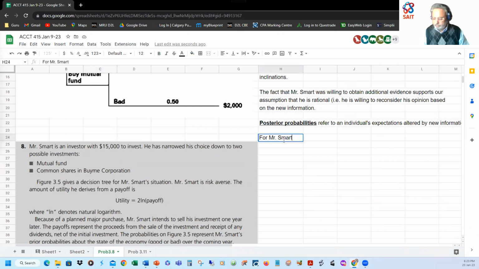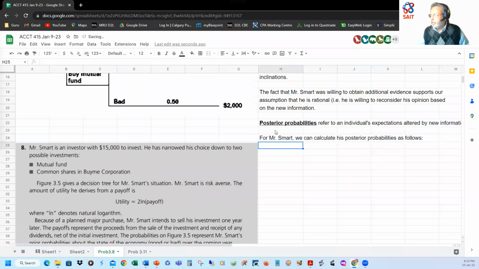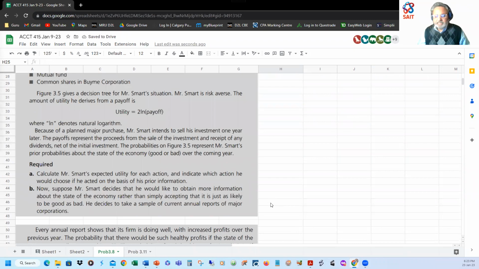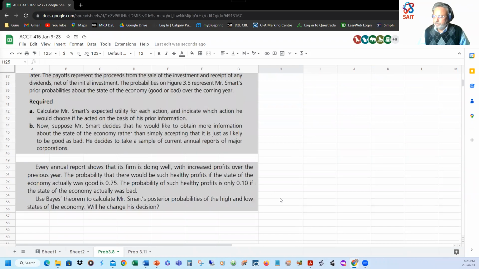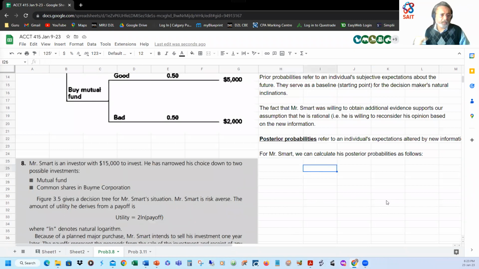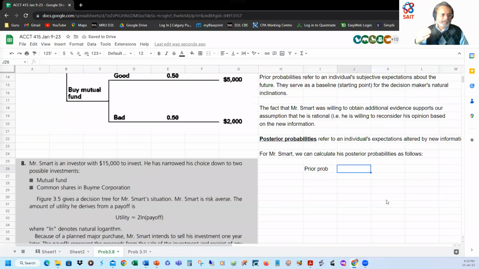For Mr. Smart, we can calculate his posterior probabilities as follows. We use something called Bayes' theorem. Your textbook talks about Bayes' theorem. The calculation that your textbook uses is a little complicated, but it doesn't really have to be. All we got to do is we got to take Mr. Smart's prior probabilities and then his probabilities based on evidence.